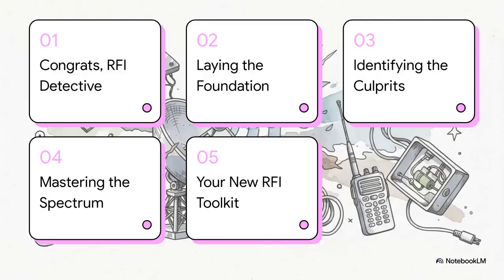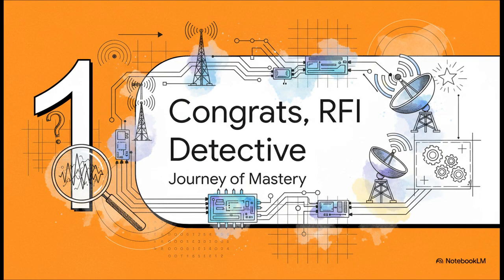All right, here's our game plan. We'll kick things off with a little nod to your new status as an RFI detective. Then, we're diving back into the core ideas. We'll recap the physics from the beginning, talk about identifying the usual suspects, cover how you've mastered the spectrum, and wrap up by looking at the awesome new toolkit you have at your disposal. So yeah, let's talk about that new status for a second. You've made the jump. You're not just someone who knows a problem exists. You're now the person who can systematically take it apart and actually solve it. That's the whole ballgame. Now let's get into the nitty-gritty of how you do it.